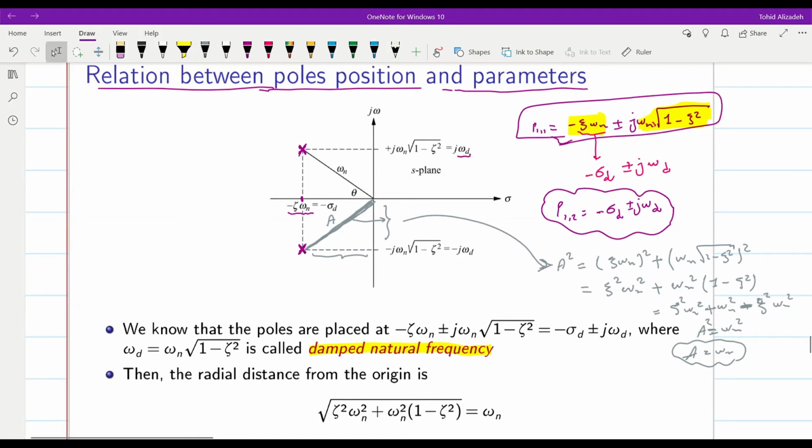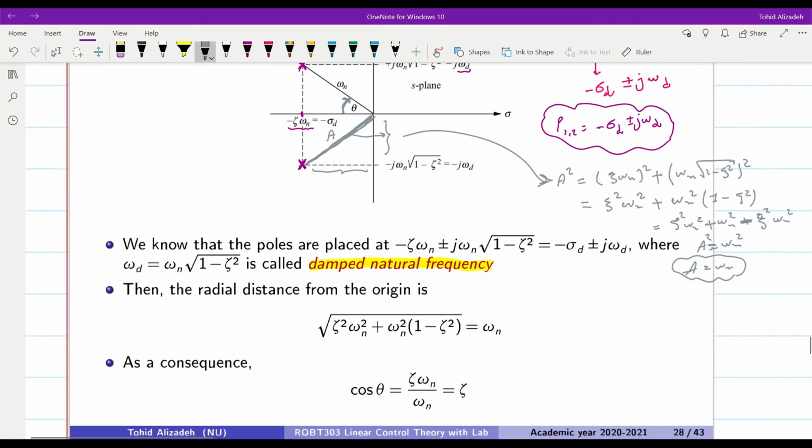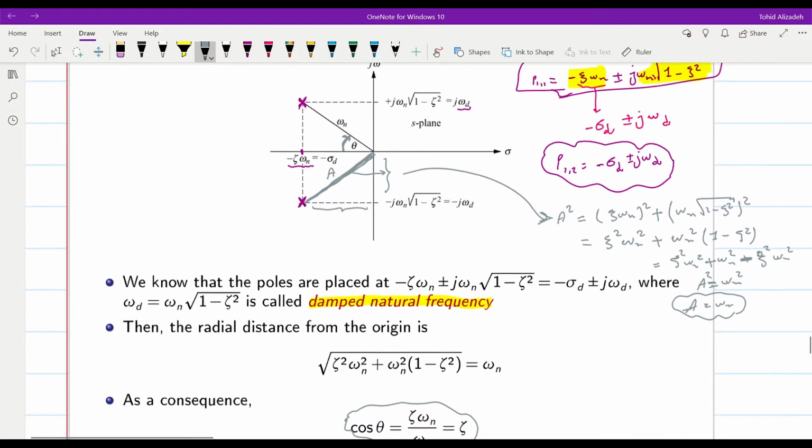Alright, so that distance will be equal to omega n, and then if we consider the angle that we have here and call it theta, cosine of theta will be equal to zeta. Okay, so this is important to remember. Cosine of theta, which could be obtained as zeta omega n over omega n, will be equal to zeta, and the distance itself is equal to omega n.